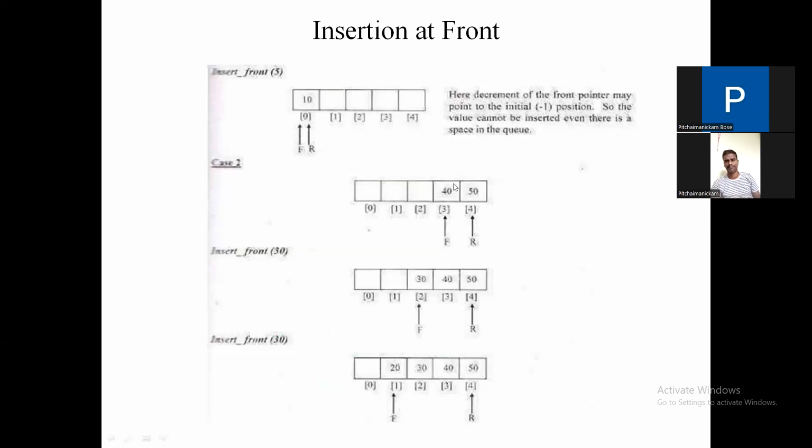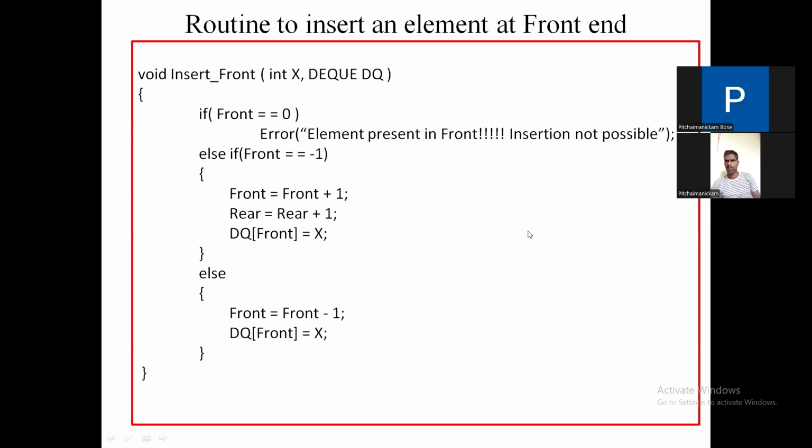That is the front, and we are just doing the insertion at the front, so moving towards the front of it. Okay, so this is an example. After that, what is the code for this? What is the routine we are going to use?